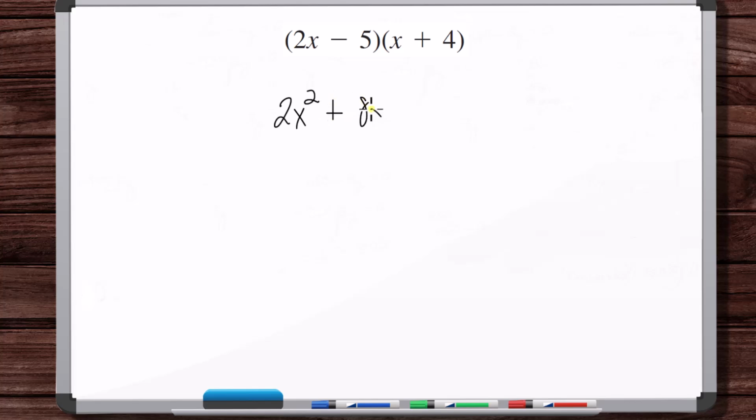2x times 4 is 8x. Minus 5 times x is minus 5x. And minus 5 times 4 is minus 20. Okay, 2x squared now plus 3x minus 20. And there we go.